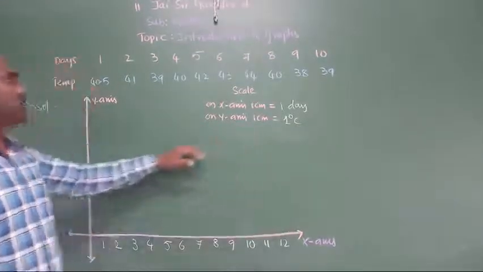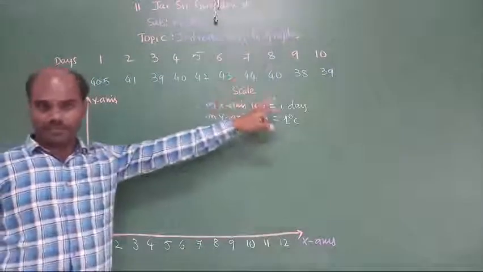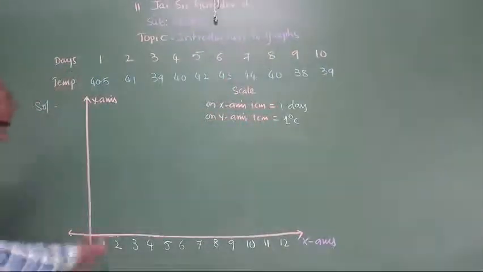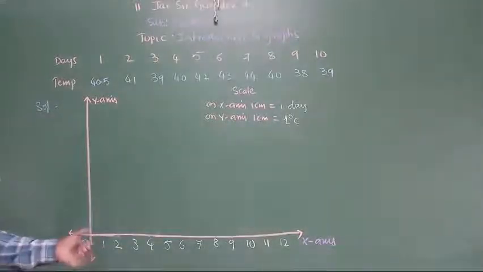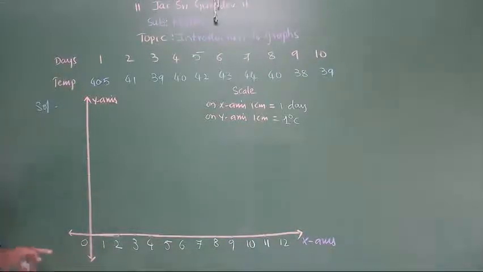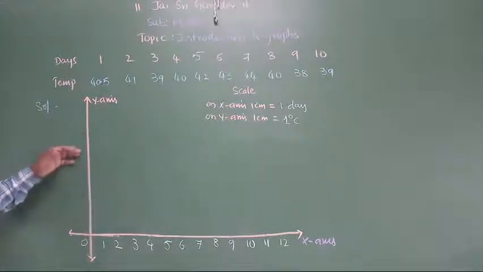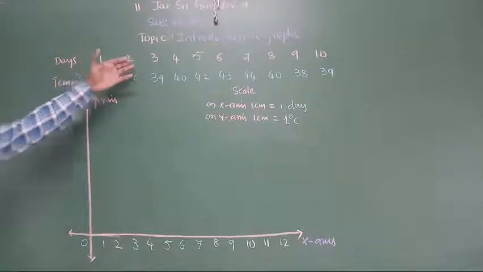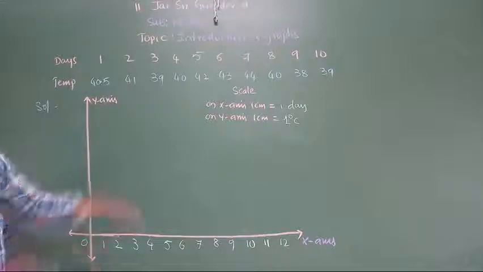Next, for the temperature, the lowest value is 38. The meeting point of the x-axis and y-axis we take as the origin O, or zero. Now we have to start from 38. We should not take it as 1, 2, 3, 4. If I take it like that, how many centimeters are required? The graph sheet would need to be 44 centimeters, which is too large.